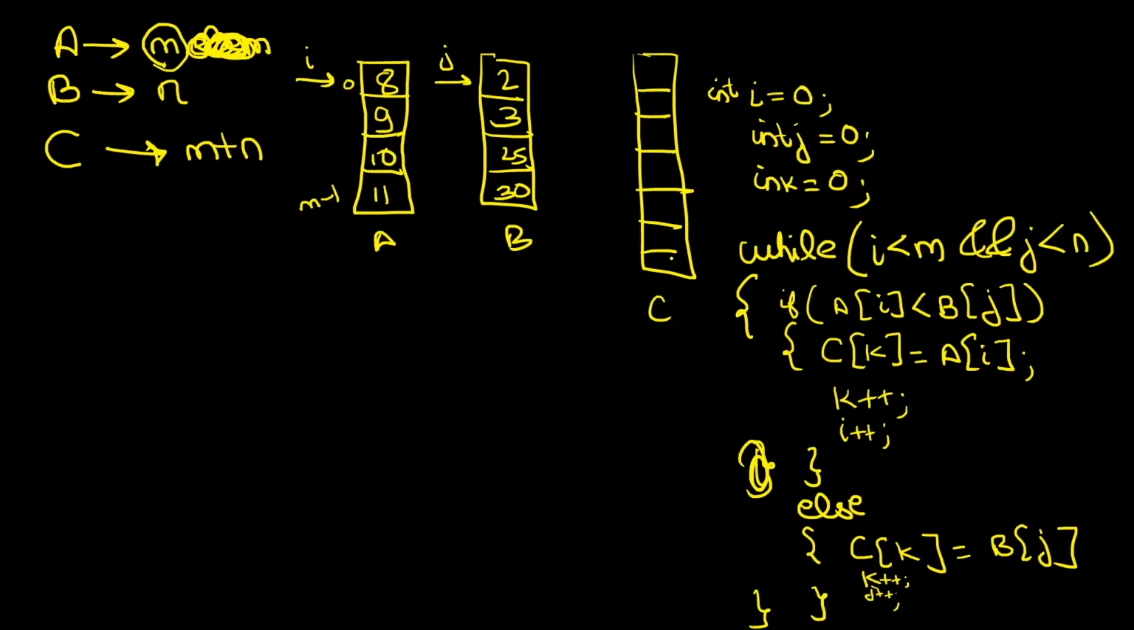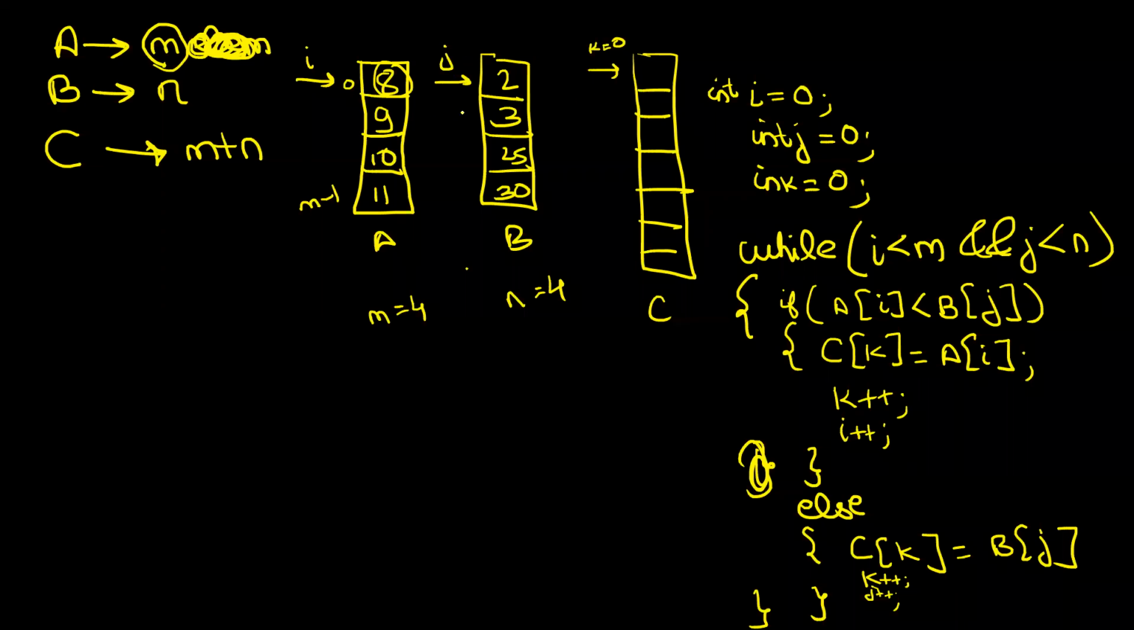Now, let us try to trace it and see what happens. First of all, k will be equal to 0. What is the value of M? M is 4, and in this case we have taken N also equal to 4, but they can be of different sizes as well. So, is i less than 4 and j less than 4? Definitely. That means both the arrays have elements to offer. So you compare. Is A of i less than B of j? No. So I enter into the else block and I say C of k is equal to B of j. So I write here 2. I do a k plus plus.